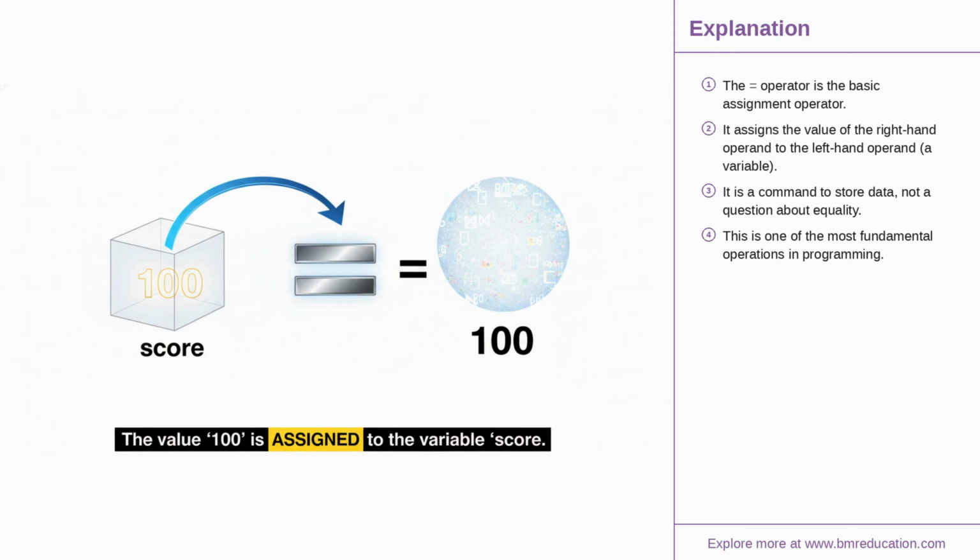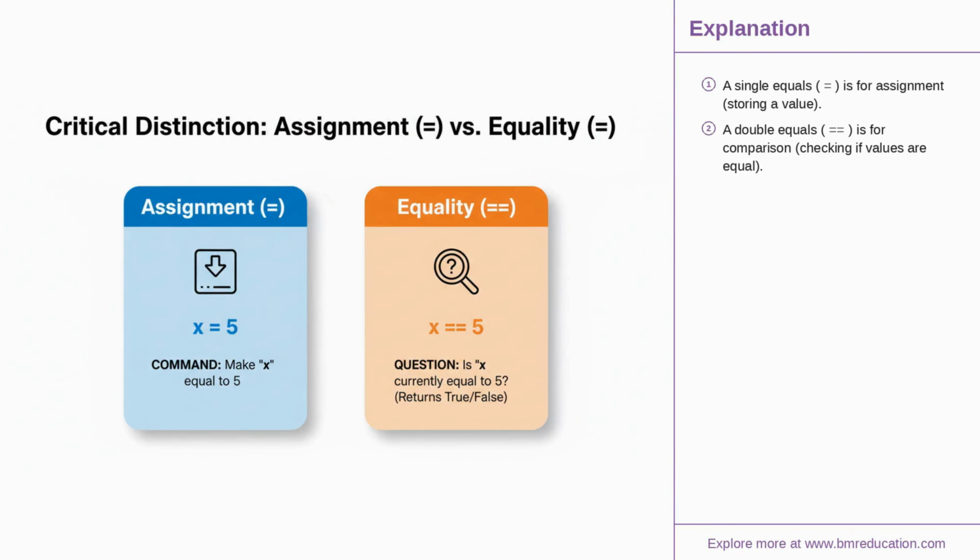The most fundamental is the simple equal sign. In Python, it doesn't mean "is equal to." It's an action that says store the value on the right into the variable on the left. This brings us to one of the most common mistakes for beginners, confusing the assignment operator, a single equals, with the equality comparison operator, which uses 2 equal signs. Let's make this crystal clear. 1 equals is a command, 2 equals is a question.